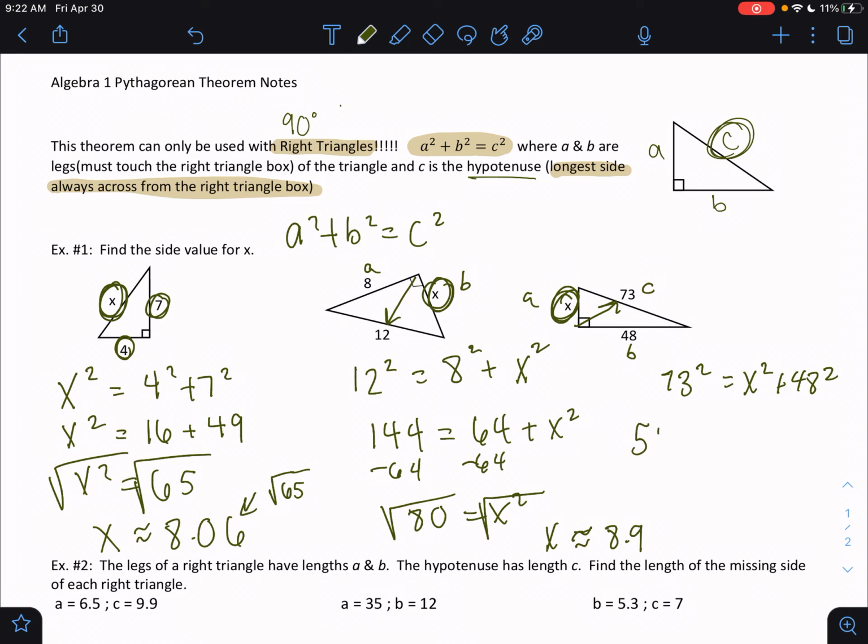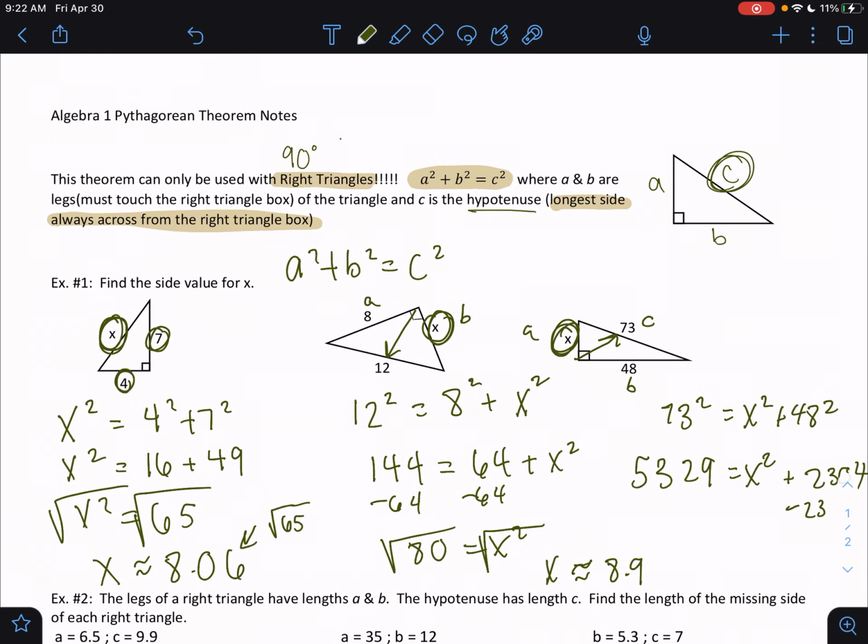73 squared is 5,329, which equals x squared plus 2,304. So now we're going to take that 5,000 and subtract 2,304.